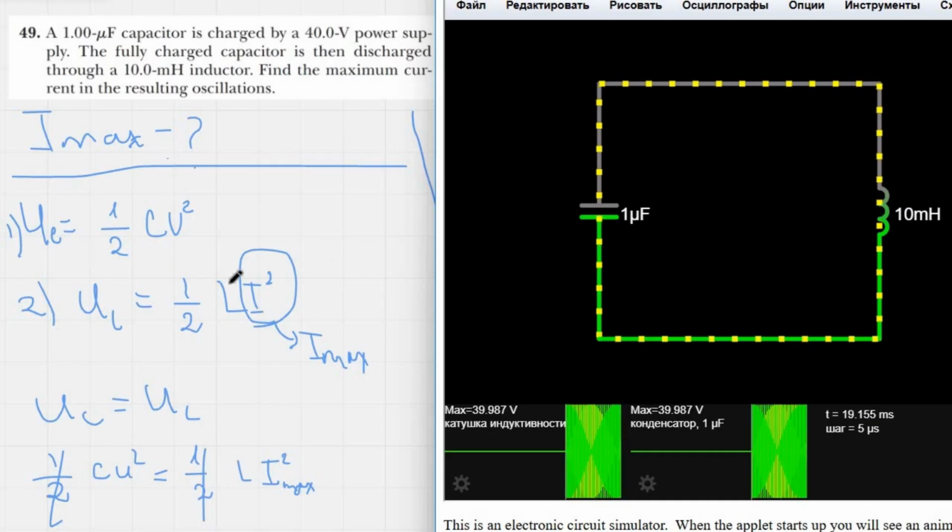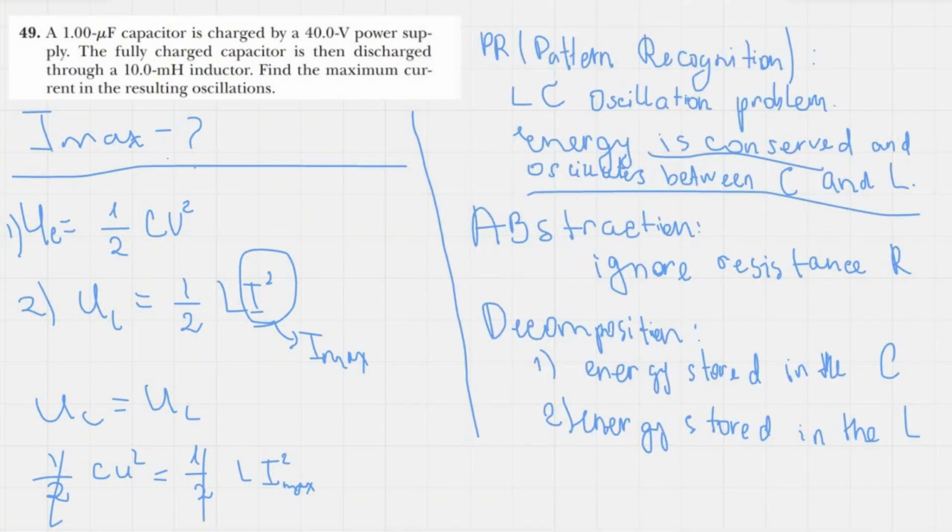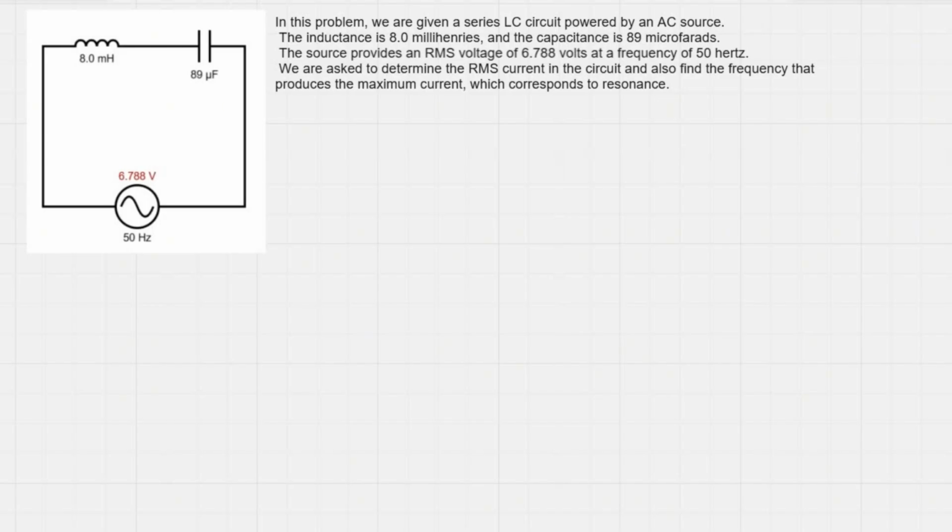Now, let's move to the next problem. In this problem, we are given a series LC circuit powered by an AC source. The inductance is 8 millihenries and the capacitance is 89 microfarads. The source provides an RMS voltage of 6.788 volts at a frequency of 50 Hz, and we are asked to determine the RMS current. We should also find the frequency that produces maximum current, which corresponds to resonance.